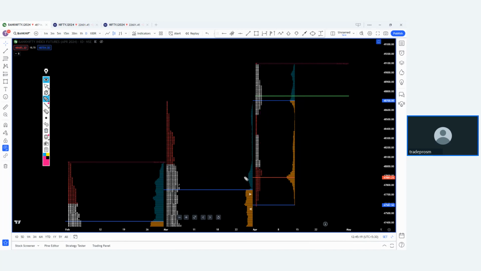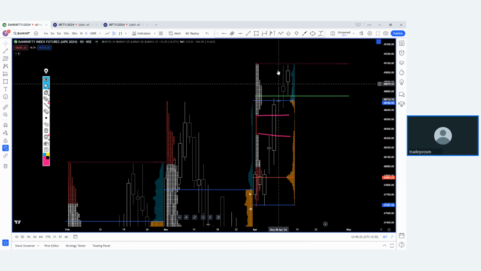Bank Nifty futures, this is an April contract. Okay, so now this double distribution single prints are going to be a crucial support for this particular instrument. Where we have closed, somewhere around here, we are still in the upper distribution.